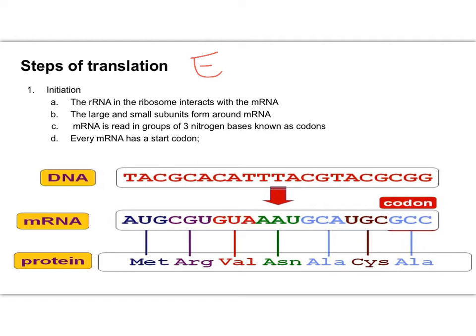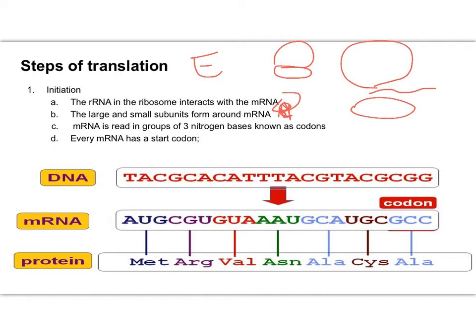Some things need to happen during the initiation process. The rRNA that's in the ribosome needs to first interact with the messenger RNA. So that will allow for step B here. When that rRNA in the ribosome interacts with the messenger RNA, remember we had the big large subunit and then the smaller subunit. When that messenger RNA comes in there and they interact, that will allow these two ribosome subunits to come together to make the complete, fully functioning ribosome.